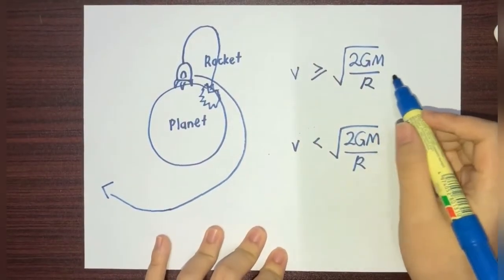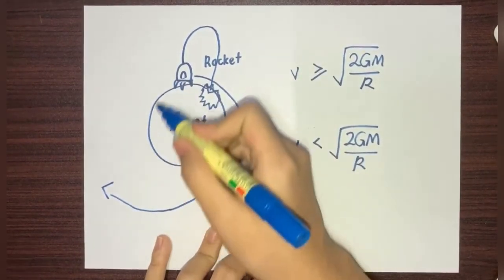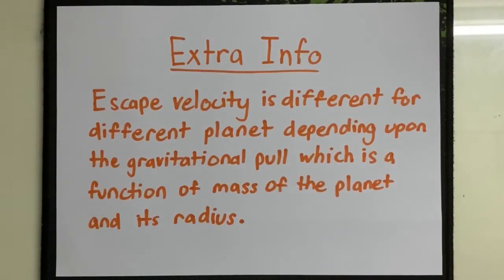This capital R is used because the rocket is launched from the surface of the planet. Extra info: escape velocity is different for different planets depending upon the gravitational pull, which is a function of the mass of the planet and its radius.